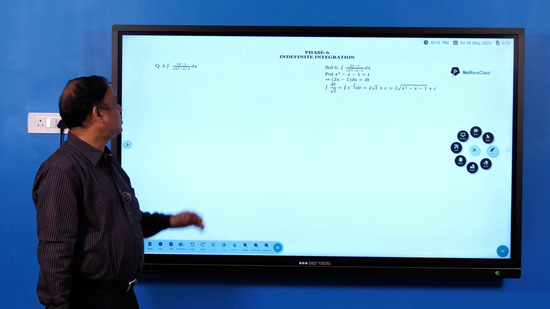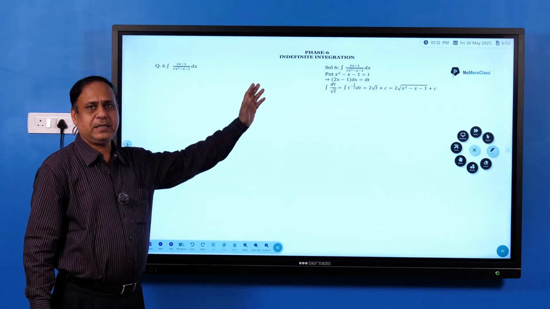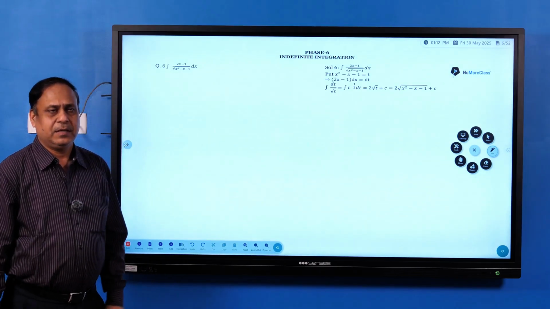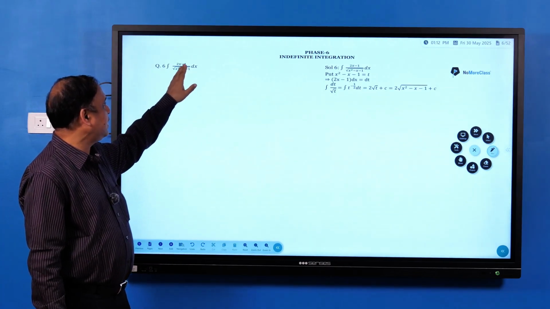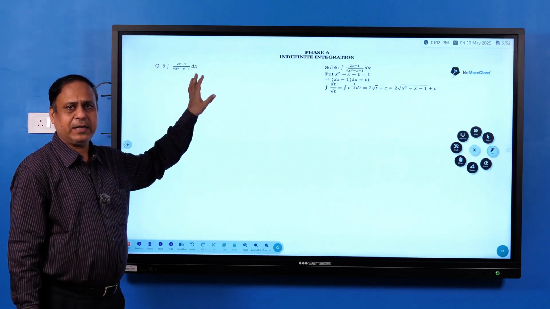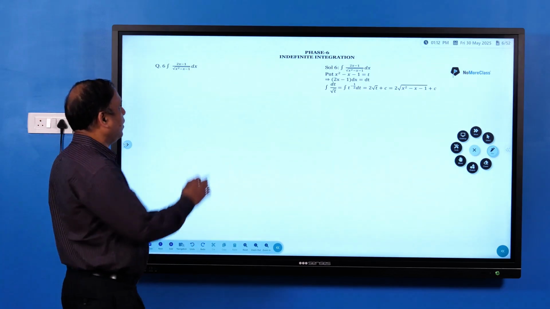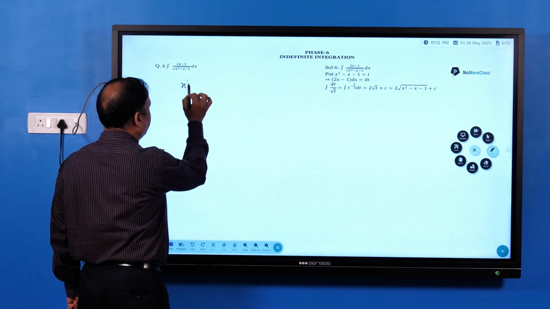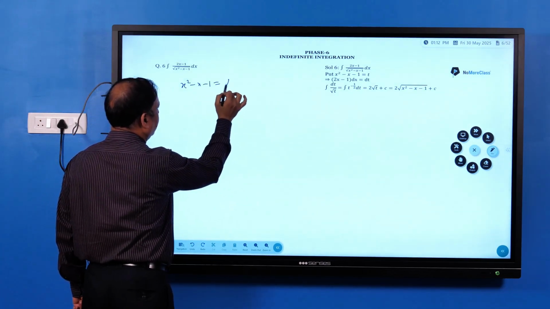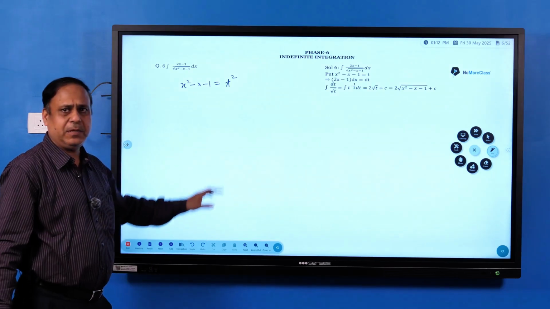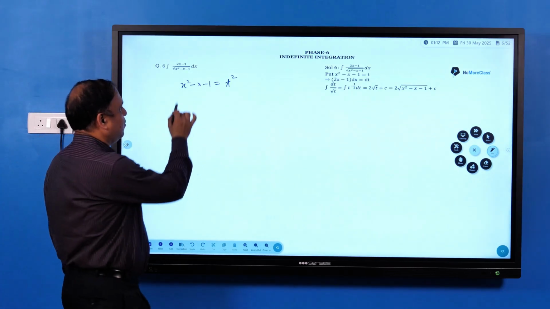Yes. So this is question number 6, phase 6, indefinite integration. This is also our same form, f dash x upon fx or under root fx. So one thing you can do here, if you want to eliminate, we can take x square minus x minus 1 is equal to t square. Calculations will be a little bit easy. So this is how much?